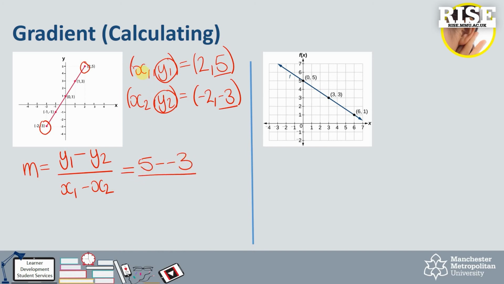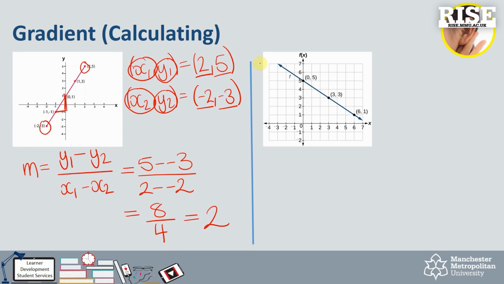And all divided by x1 take away x2, which is 2 take away -2. Remember, if you try and take away a negative, you end up adding those numbers. So that becomes 5 plus 3, which is 8, and 2 plus 2, which is 4. Now 8 divided by 4 is just 2. So it means the gradient of that line is 2.